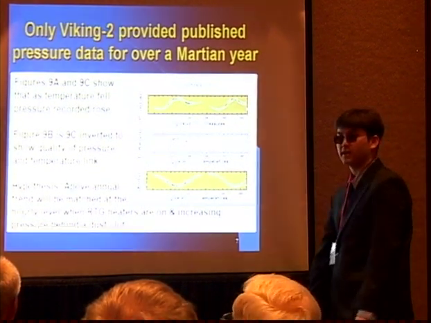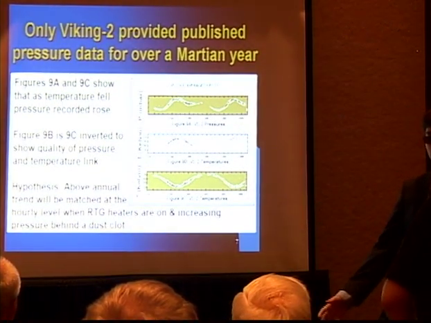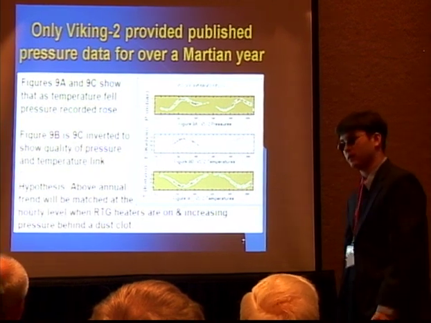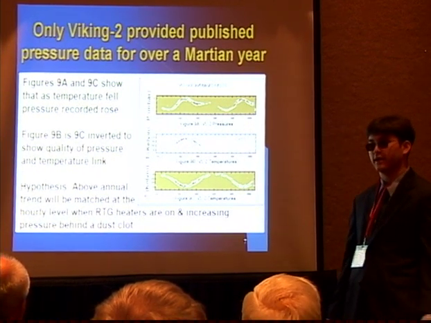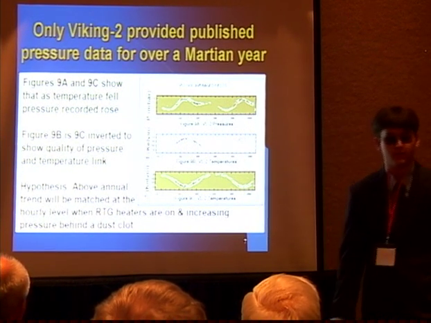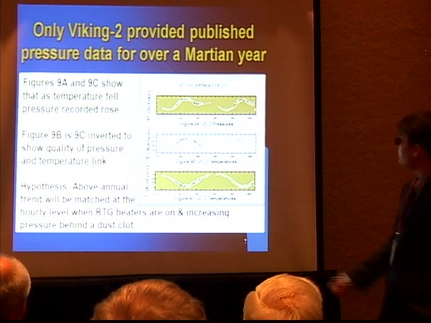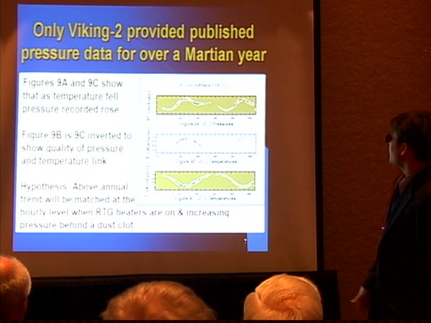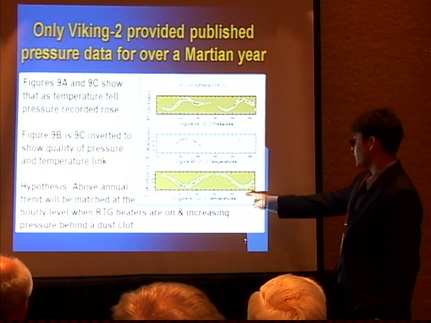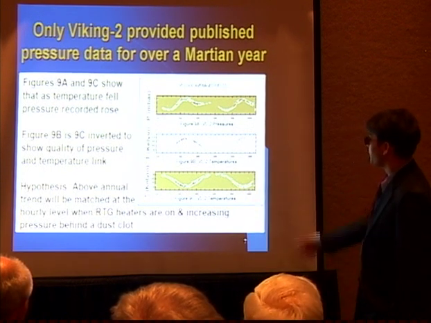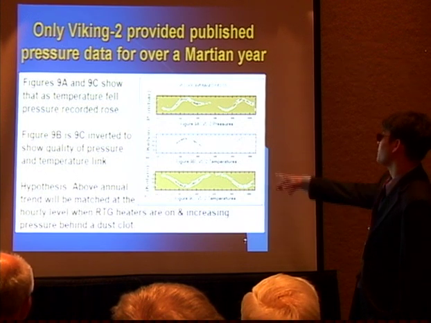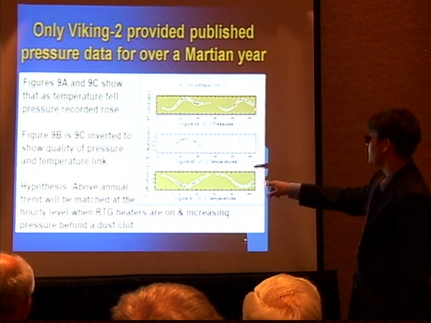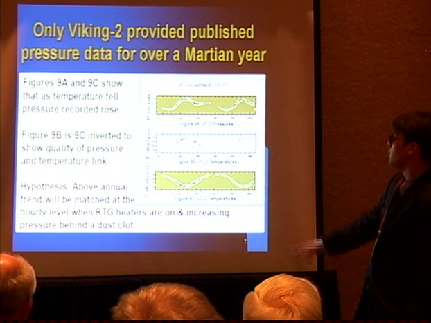Now, what would you expect if there were a dust clot? You would expect Amontons' law to apply, which applies for gas and liquid containers, and says that the pressure varies directly with temperature. So in the top graph here is the pressure in millibars for the Viking 2 for a Martian year. On the very bottom here is a graph of the temperature. Now, at first, it doesn't look like I could possibly be right. You know, the pressure goes up. The temperature clearly is going down, which is not what you want to be seeing.